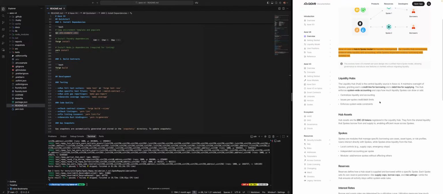So the liquidity hub is basically used for keeping track of liquidity and other accounting, while the spoke is more like carrying the weight of tracking borrowing. I think that is it, right?